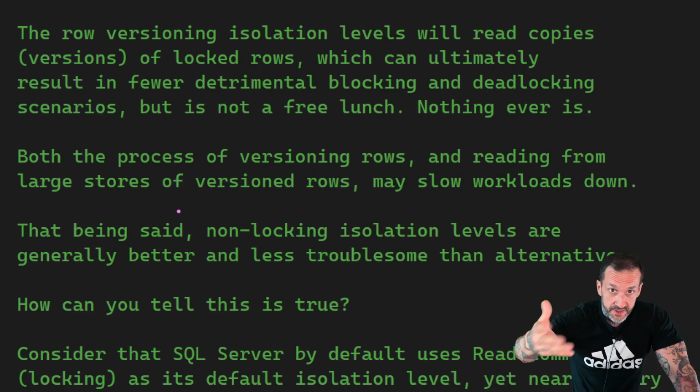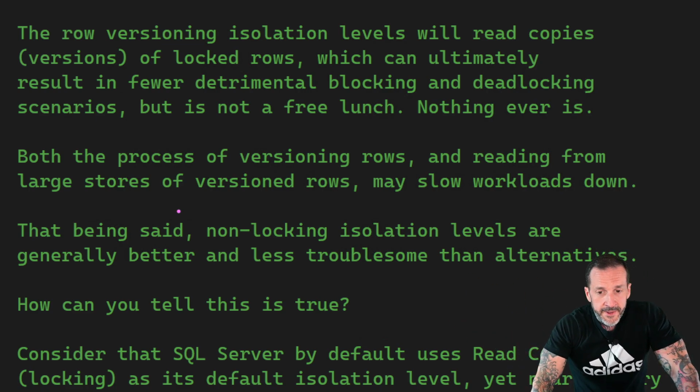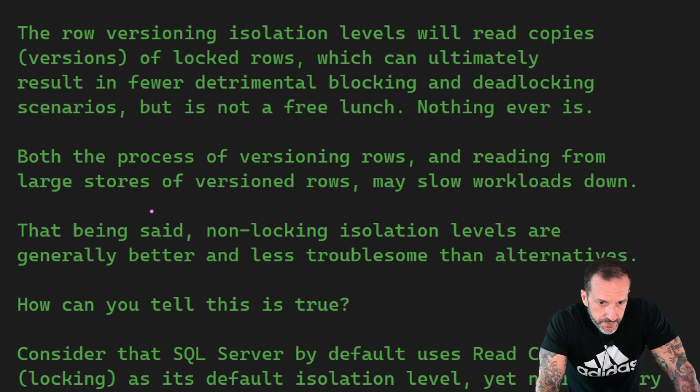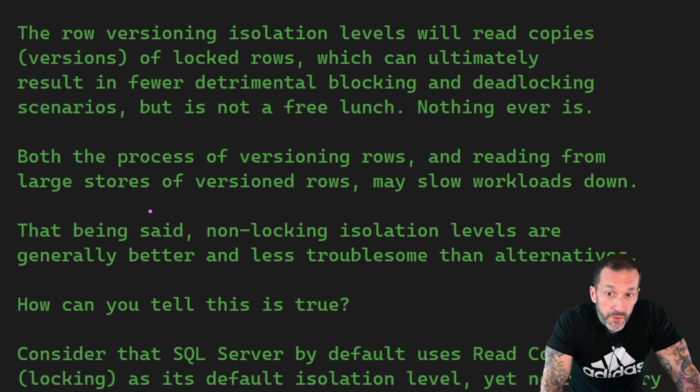Adding 8-byte pointers to your rows so that you can follow the version stuff, that's not free, right? So there's a lot of stuff that's still not free about it. Even though it's better, it's still not free. But I think the non-locking isolation levels, the row versioning isolation levels, are generally better and less troublesome than your locking alternatives.